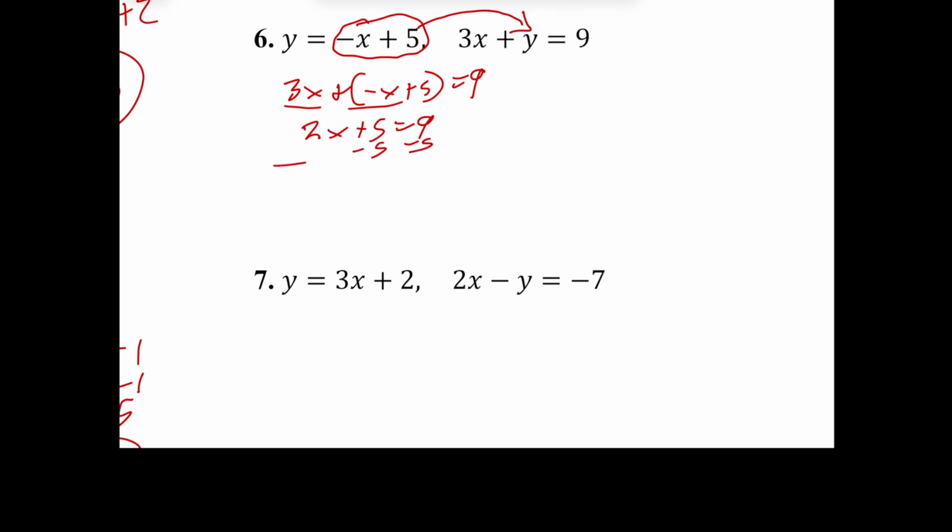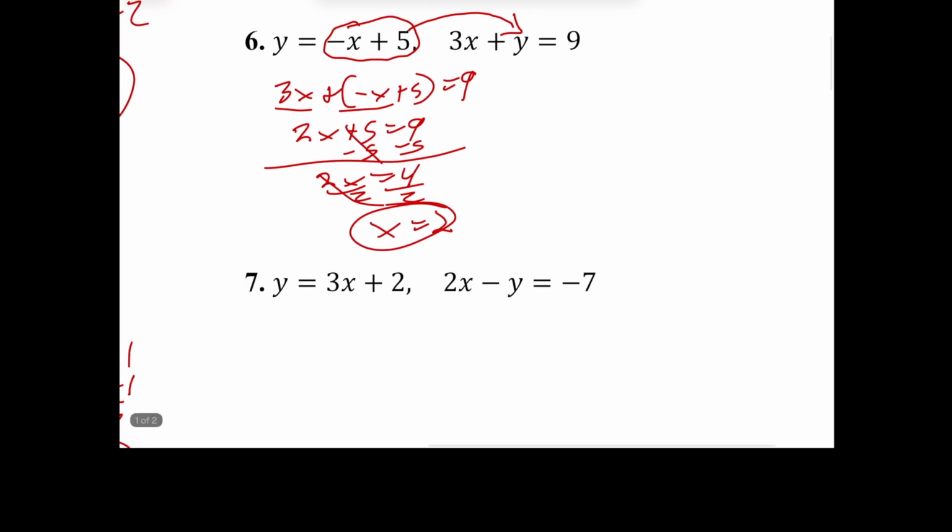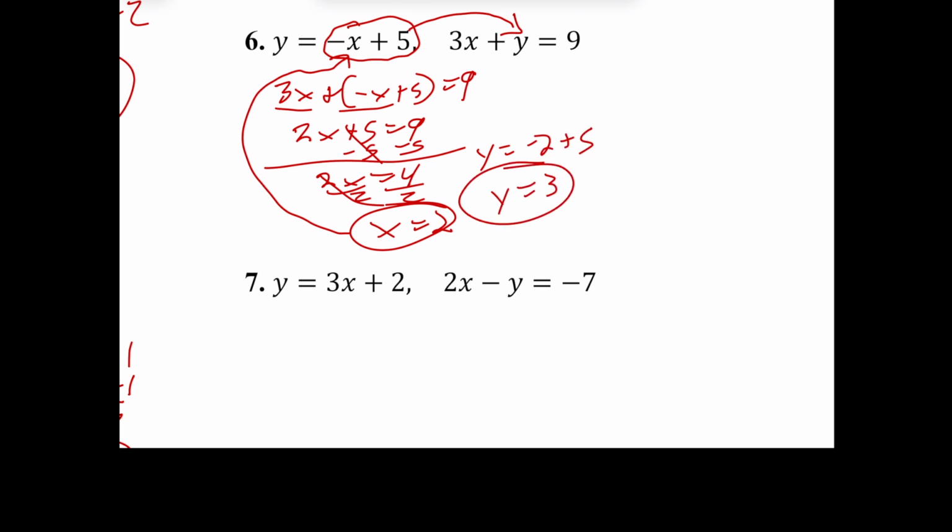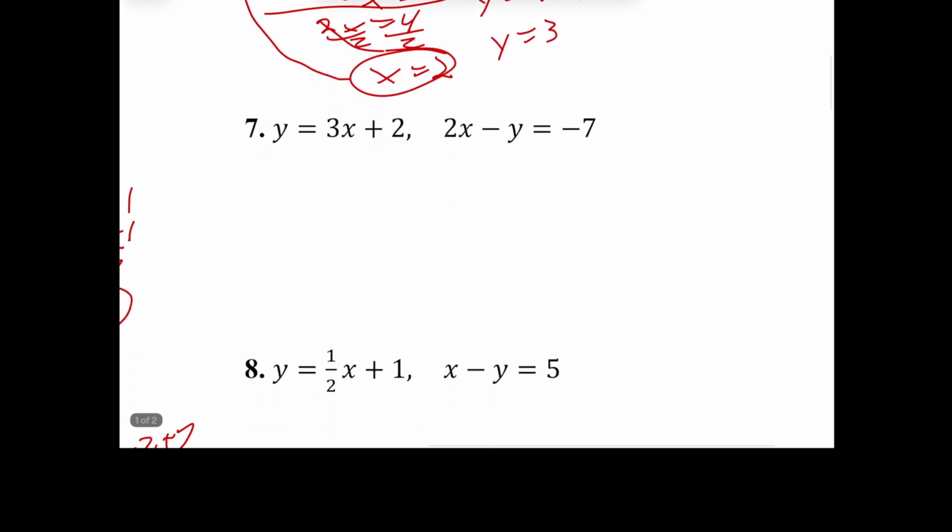Subtract 5, boom, 2x equals 4, divide everybody by 2, x equals 2, boom. Okay? Then I'm going to take that and plug it in. And when I do that, I'm going to get y equals negative 2 plus 5, y equals 3. So my answer is 2 and 3.